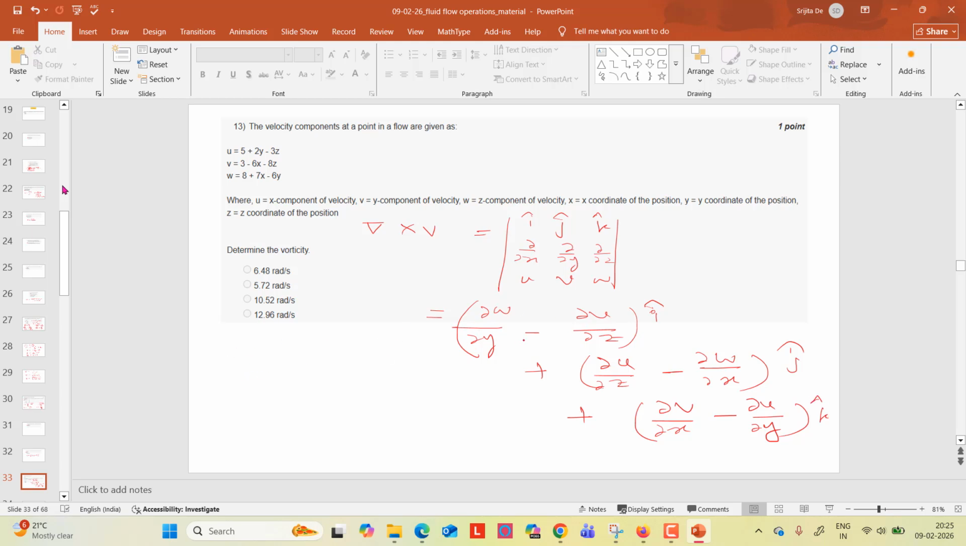So vorticity x component is del w del y minus del v del z. Del w del y means 6, minus del v del z, minus 8. That is minus 6 plus 8, which is plus 2.